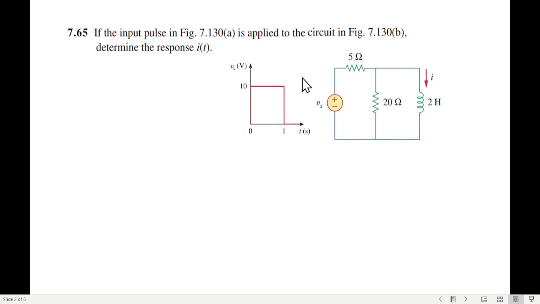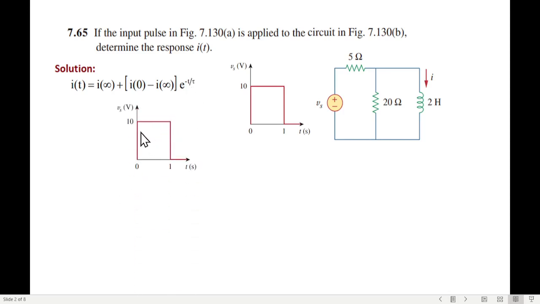If the input pulse, this is the input pulse, is applied to the circuit in the figure, determine the response of iL. So this current iL through the inductor we have to find. The first thing to keep in mind is that this is the formula that we have learned in the book, so actually we are going to solve this formula. And as we have discussed in several of my videos, there are three parameters that we need to find: one is I0, the other is I infinity, and third is tau.